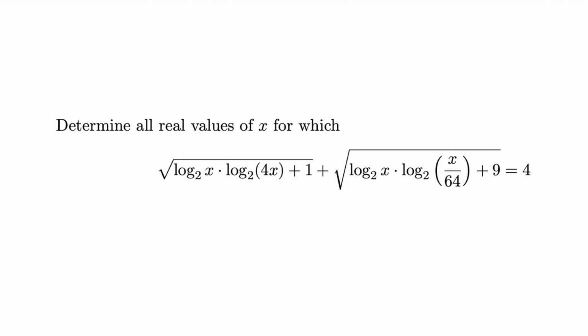So the question for part B reads, determine all real values of x for which the square root of log 2 of x multiplied by log 2 of 4x plus 1 plus the square root of log 2 of x multiplied by log 2 of x divided by 64 plus 9 equals 4.